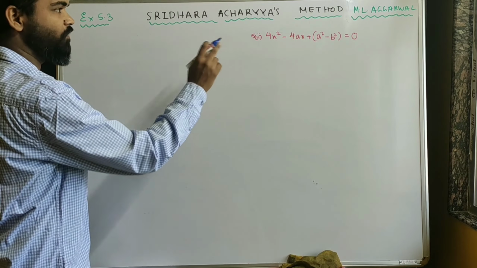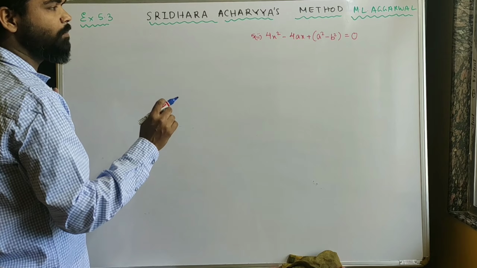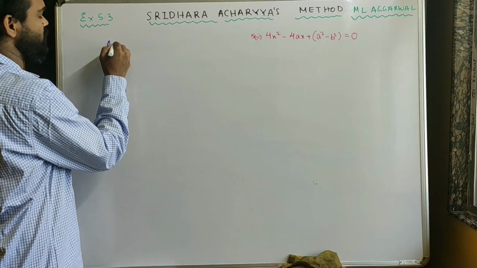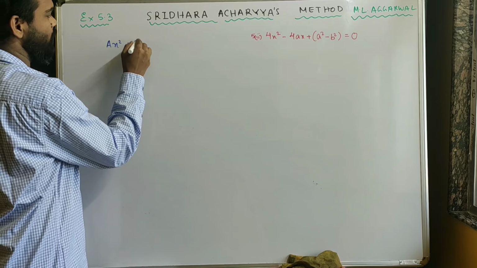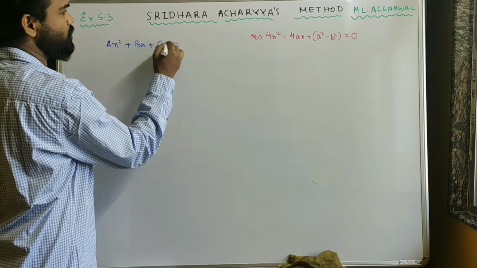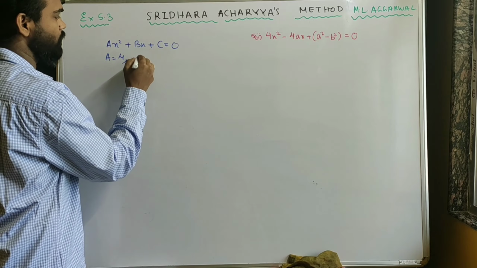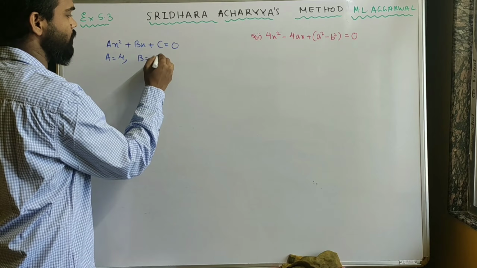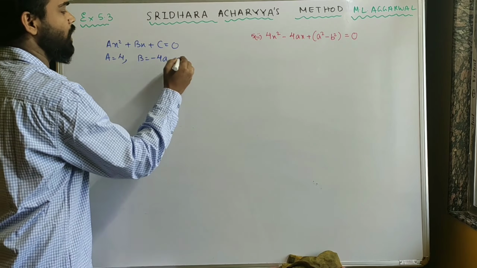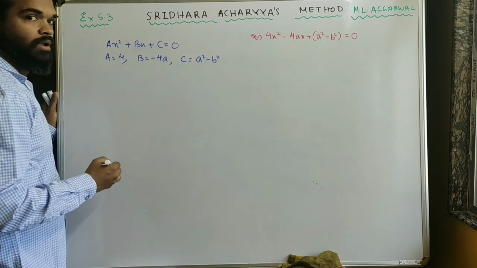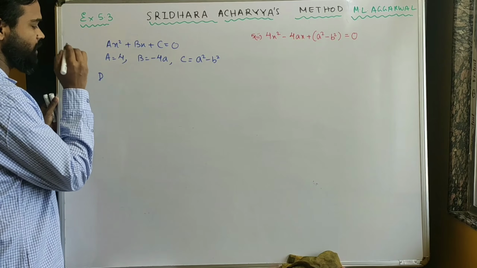Now let us look at sum number 5 part 2. 5 part 2 says 4x square minus 4ax plus a square minus b square equals 0. We'll equate it with the standard form, ax square plus bx plus c equals 0. Your a, if you look, is 4. Your b is minus 4a. And your c is a square minus b square. Now first of all, I'll calculate the discriminant.